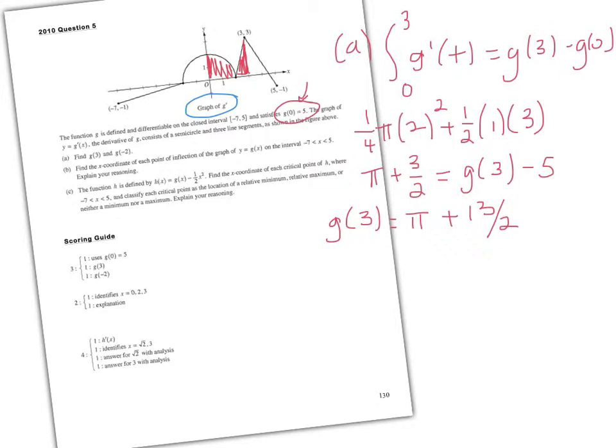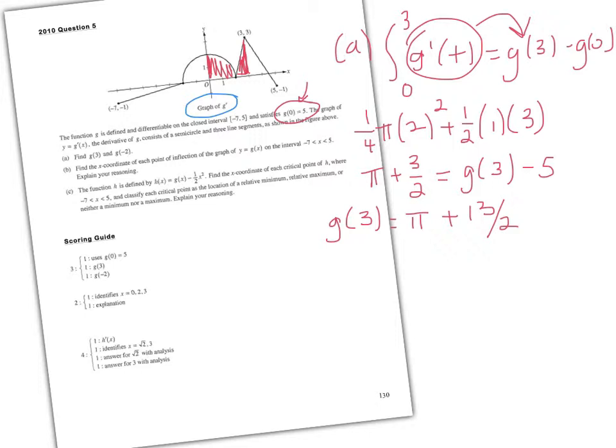No, because you'd add the 5 to the other side. Oh, no, I see. Wait, I'm confused why that's g of 3. Are you taking the antiderivative of g prime? The antiderivative gives you g of x, and it's going to be g of x evaluated from 0 to 3. Okay, so it's pi plus 13/2.